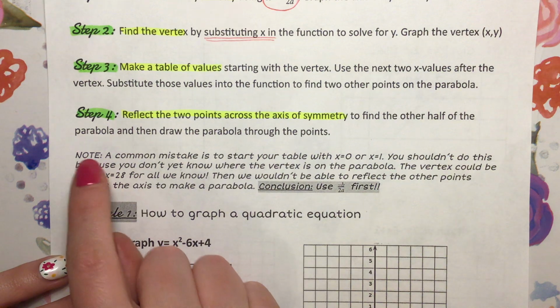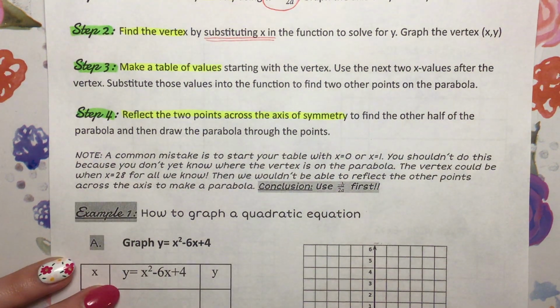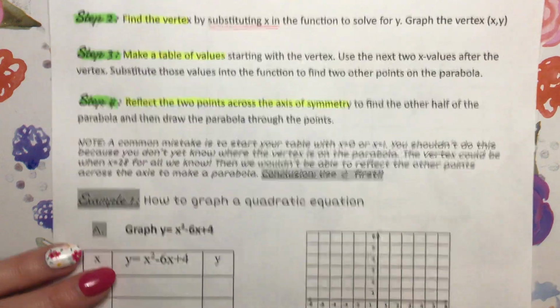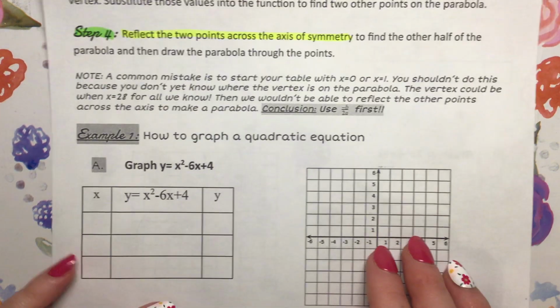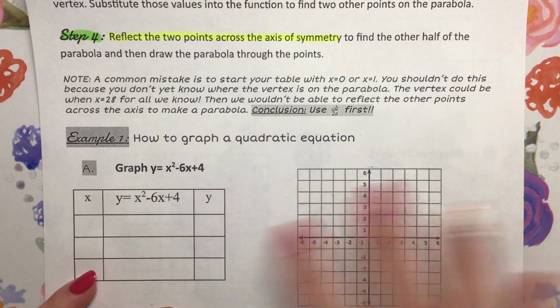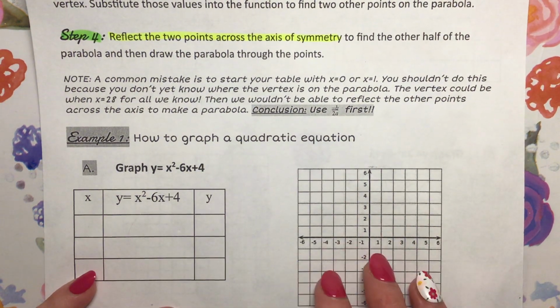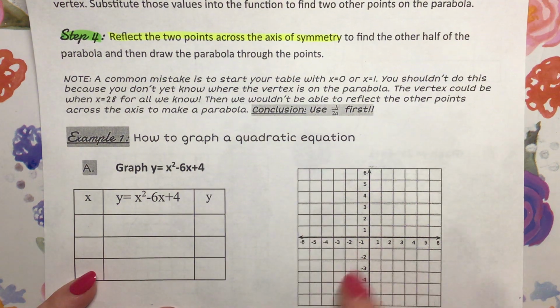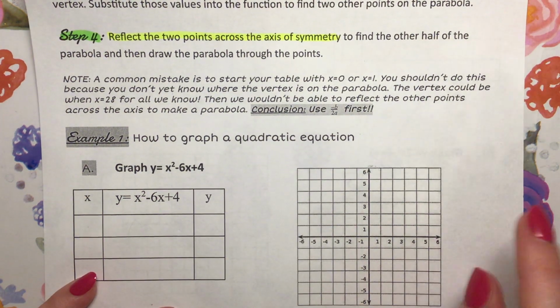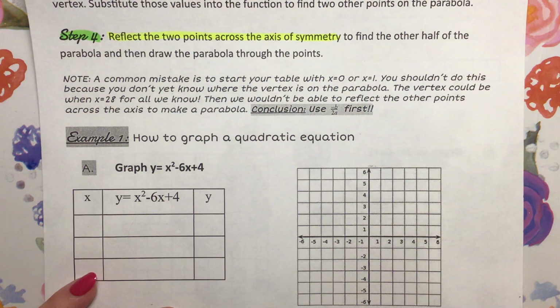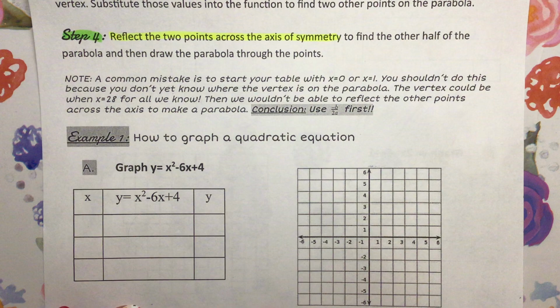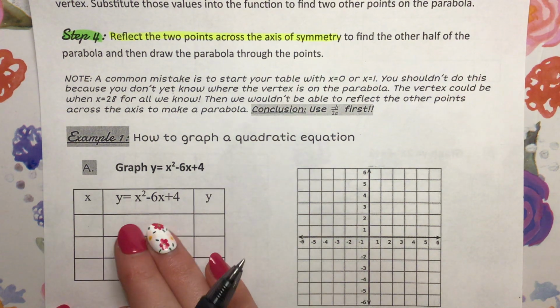Now note, a common mistake that people make is automatically putting x equals 0 or x equals 1 into the table. We cannot do that, because your parabola could be anywhere on this graph. It might be way up here, way down there, or way over at the edge. We don't know where that parabola is, so we have to use the axis of symmetry first. That is step 1.